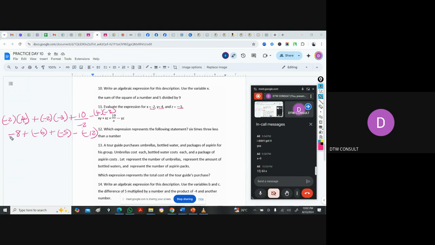So we have to solve this now. That's why the video on understanding integers, signed numbers, is very important. So here we open this parenthesis: positive times this negative will give us negative. So we have a negative 8, negative 6. What would this give us? That would give us a negative 14. Am I right?